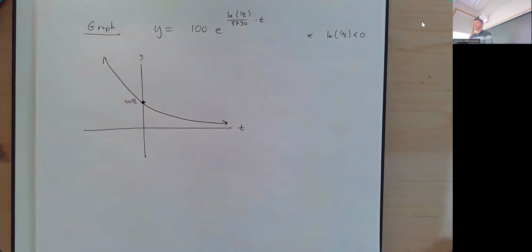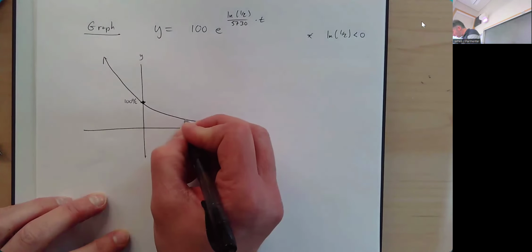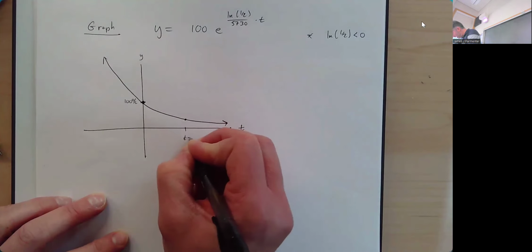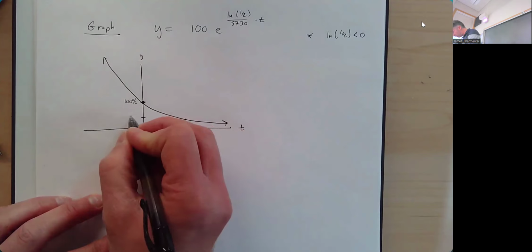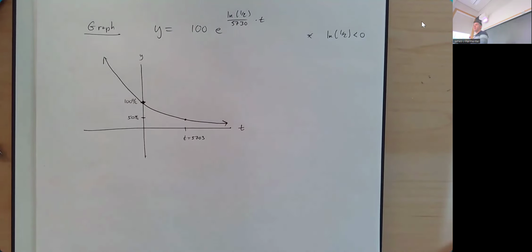That's kind of it. You could plot some points if you wanted to, but they're really not going to make a difference. If you really want to, you could say, okay, I know that at time equal to 5,730 years, I'm going to have half as much as I started with. But I don't think you need to plot that point. If you're ever asked to graph either an exponential growth or decay model, you really just have to have the right shape and maybe the y-intercept.